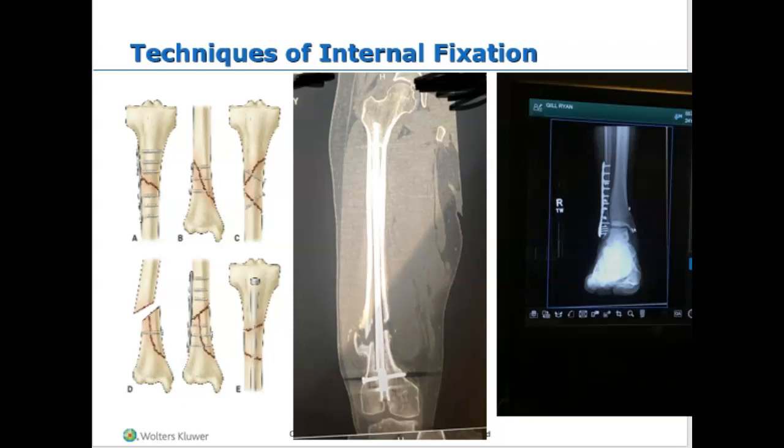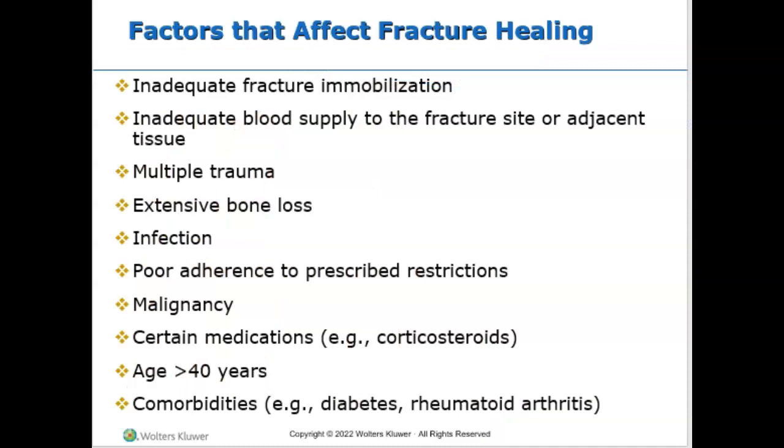So there's a lot of factors that can affect the healing of someone's fracture. So again, I mentioned this in a previous PowerPoint. Don't ever promise them it'll be healed by a certain time, because look at all the things that can affect it. So if they didn't immobilize it, or we didn't do it effectively, the blood supply is not good to the fracture site or the adjacent tissues. They have multiple traumas, extensive bone loss from maybe osteoporosis, or maybe from the surgery itself. We had to remove a piece of the bone and now it has to remodel.